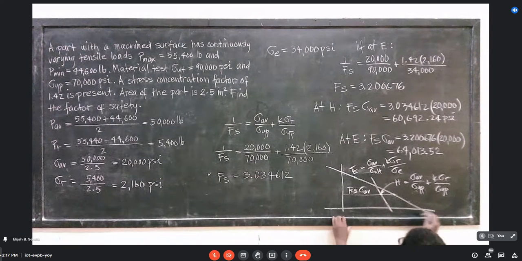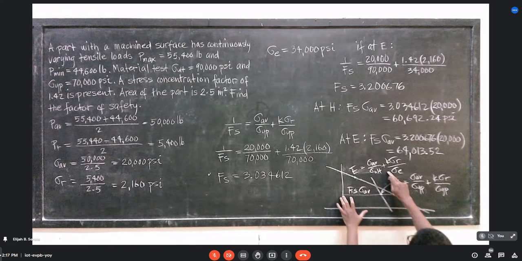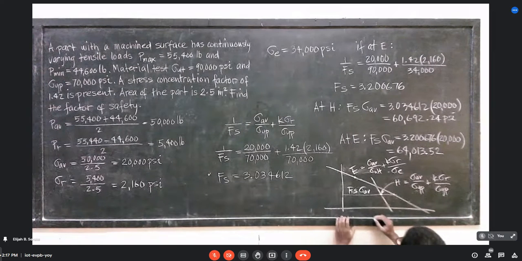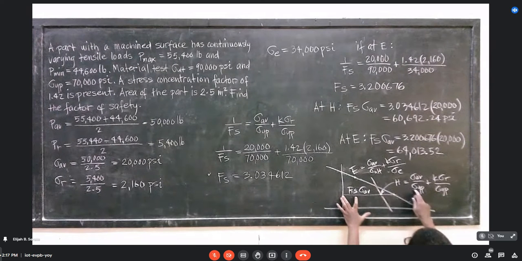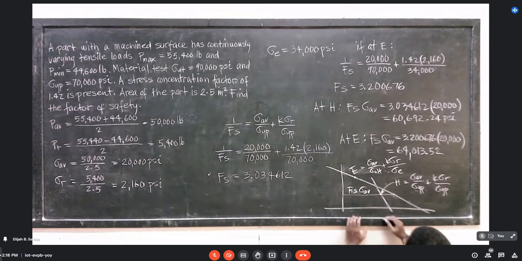So you compare this factor of safety average with that factor of safety average. And if the factor of safety average here, which is this one, is smaller compared to the factor of safety average of this one, then that is correct. If they cross, then it is not consistent.